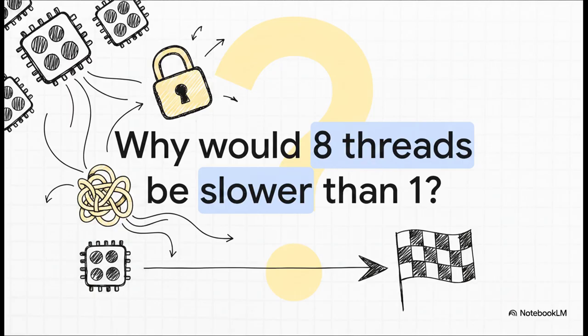Okay, let's just jump right into the deep end with the exact question that drives people crazy. You've got a beefy computer, right? Maybe 8 CPU cores. So you think, great, I'll use 8 threads to make my code 8 times faster. But then you run it, and it's actually slower than just using one single thread. How is that even possible? It feels like it breaks the laws of computing.